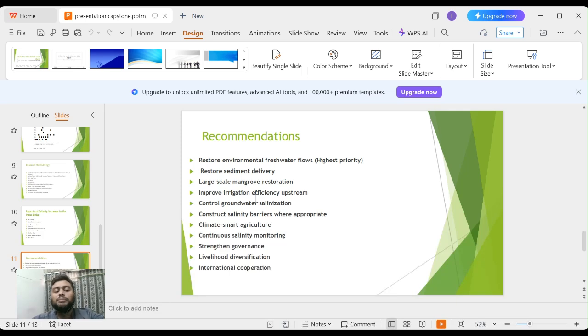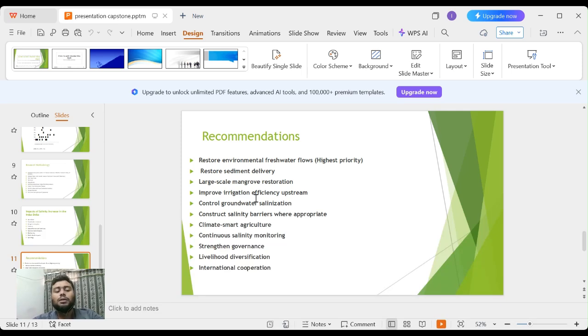sequestration. The fourth one is improving irrigation efficiency upstream. Over 90% of the region's water is diverted for irrigation. So we have to modernize the canal system, improve drip and sprinkler irrigation, reduce conveyance losses, and promote water saving work. So this will benefit. This will save the fresh water that can be allocated to the delta, that will improve agriculture productivity.